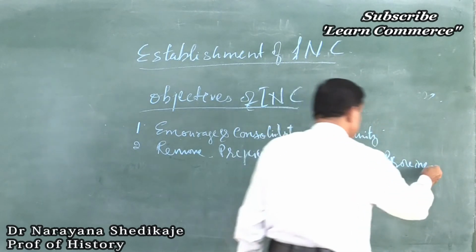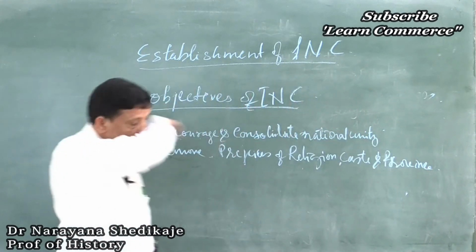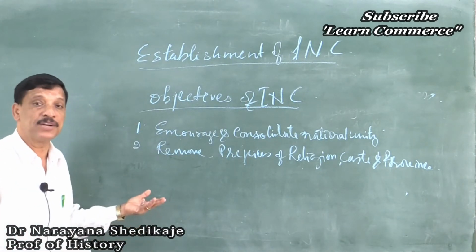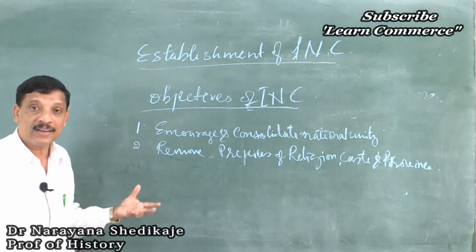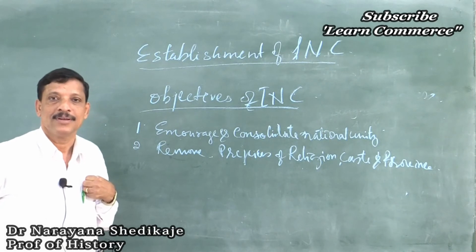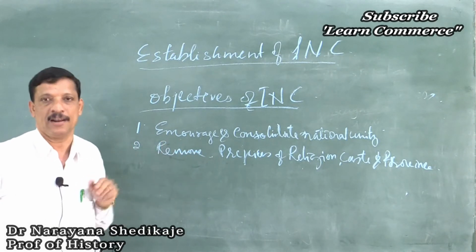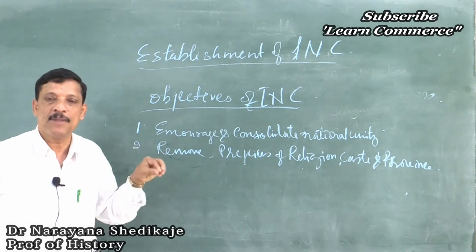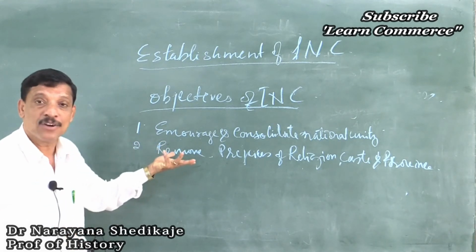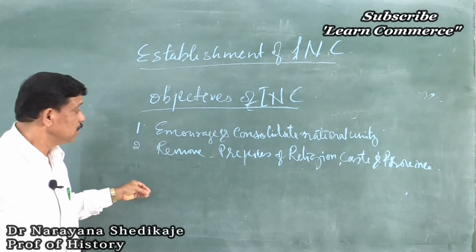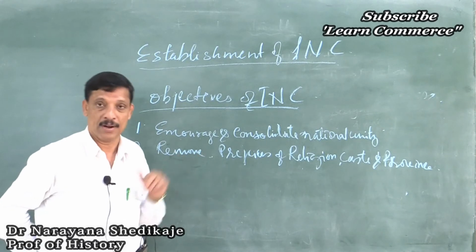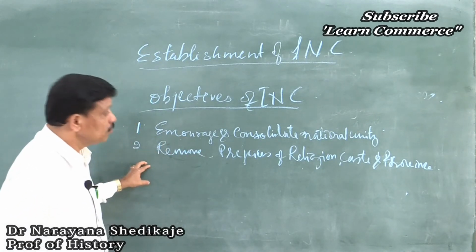The second objective of Congress. As I said, there were a number of political organizations before the establishment of Indian National Congress, but they were confined to a particular place. They were not linked to each other. People of Punjab may not know about an organization in Madhya Pradesh. They had differences also, in each and every state or region. So why should we remove the provincial differences?